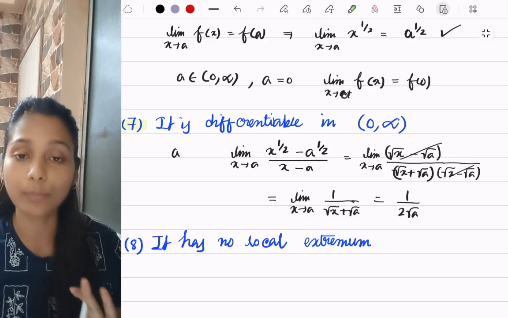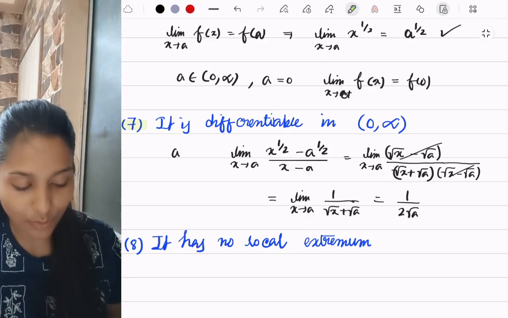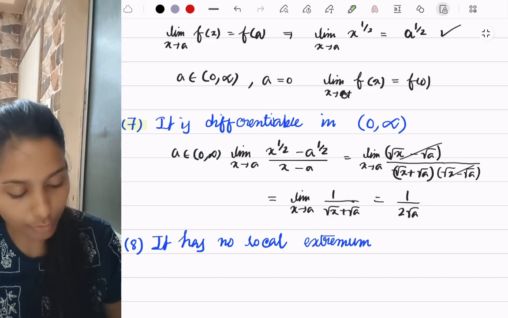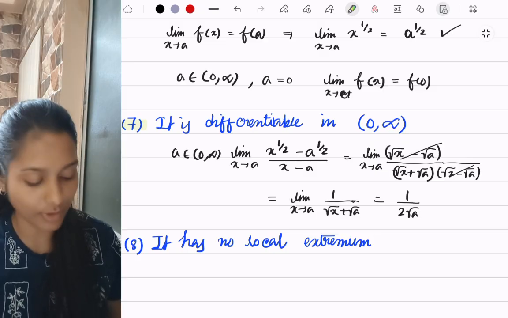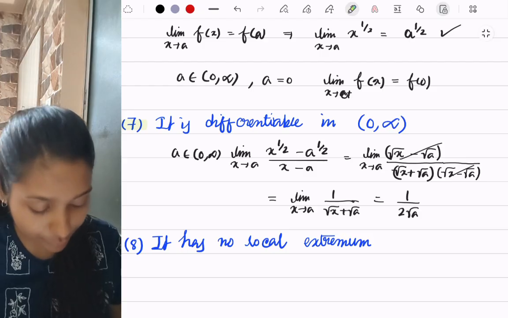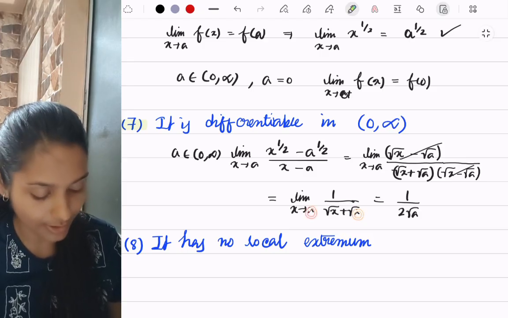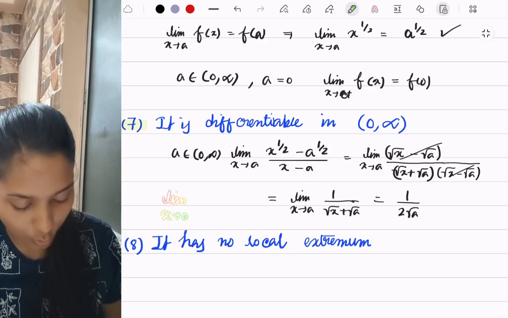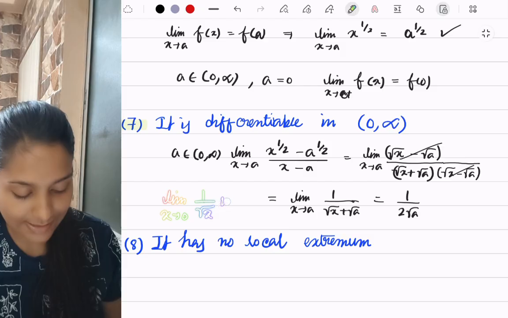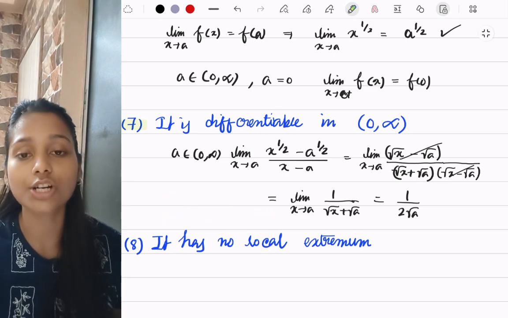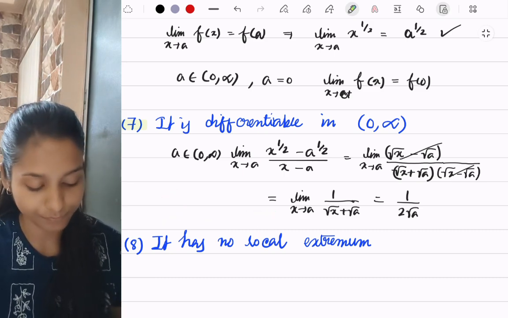Now let us see what is the problem for x equals 0. So here we have taken a belongs to 0 to infinity. So for x equals 0, what will happen? Everything will go similarly, and here we can see that if we put 0 here, it will give something like limit x tends to 0, 1 by root x, and this is undefined. This limit does not exist. So the function is not differentiable at x equals 0.